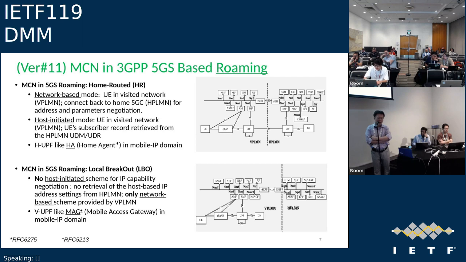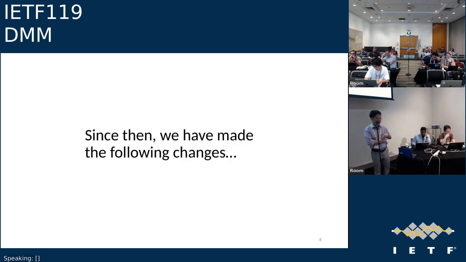Also we give one analogy example, like the edge is the home UPF. The home UPF is the UPF when we talk about the roaming case, when the UE is in the visited network, so the home one is on your home network. So the home UPF is just like the home agent in the mobile IP domain. In the local breakout case, it is the VUPF. The VUPF, the visited UPF, is like a mobile access gateway. The details are also in the draft.